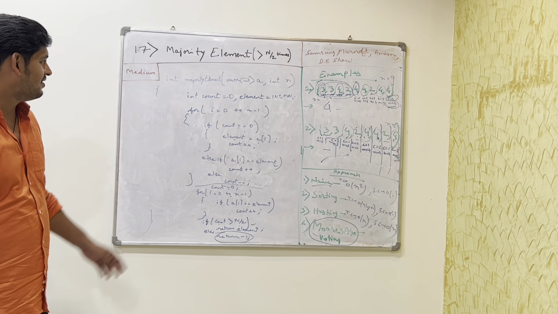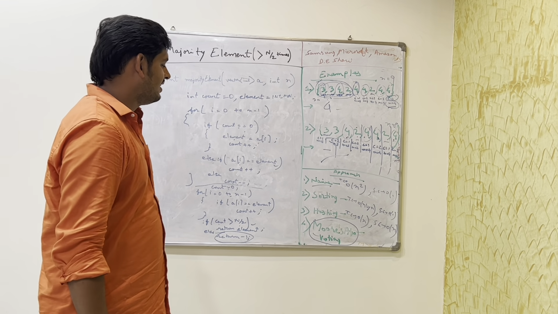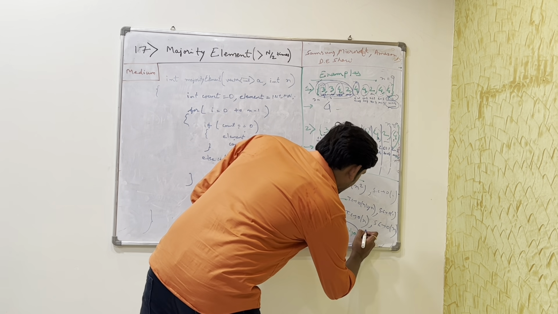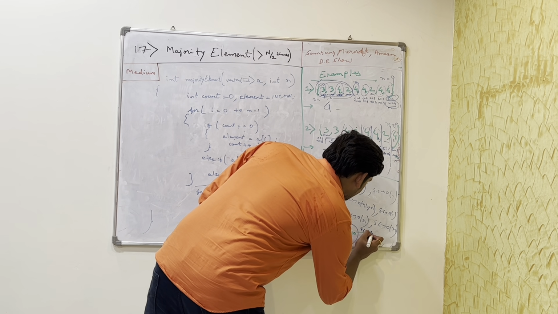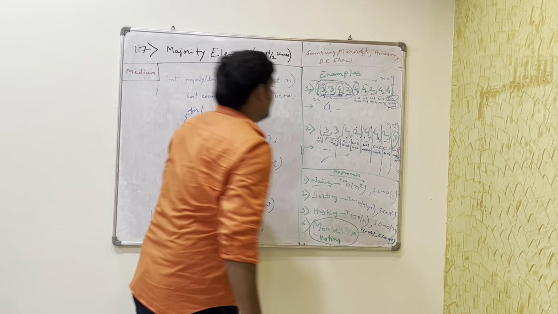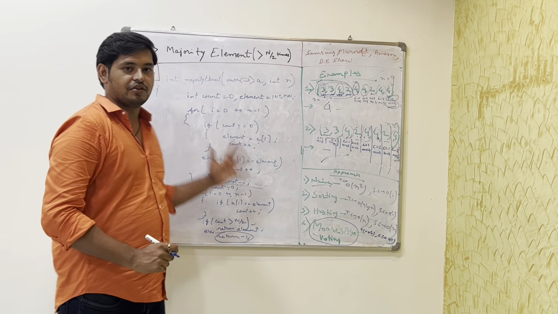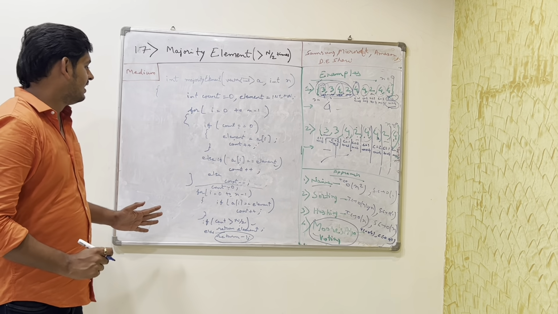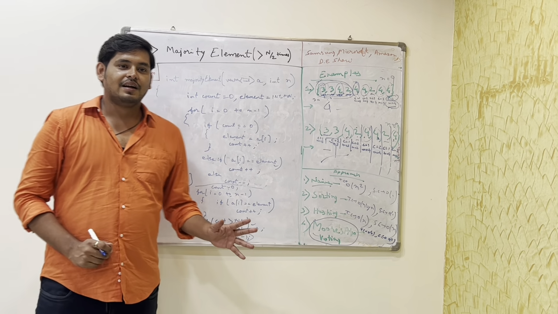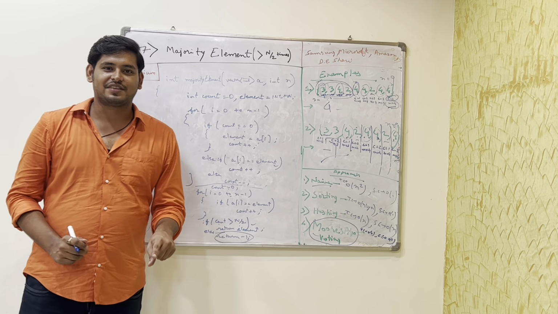So with this Moore's voting algorithm, we can find the majority element in order of n time complexity, and the space complexity is also order of 1. I hope the intuition is clear, the code part is clear, the logic is clear. The link to the question has been given in the description. Please try it yourself and then come to the code walkthrough section.